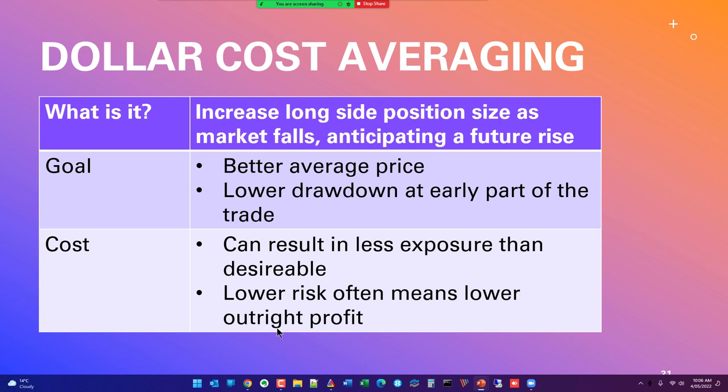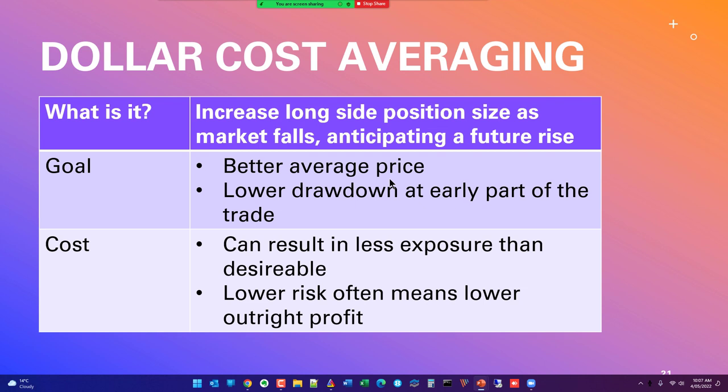Dollar cost averaging. So here we're increasing our long side position size as the market goes against us, anticipating that eventually the market will increase in price and we'll have a far better average price. Or the inverse, where we're increasing our size as the market goes up, shorting the market as it goes up with increasing size, hoping that it will fall and we'll get a better average price on the short side. So the goal obviously is to try and gain some better average price. And this is the so-called buying the dip strategy. It's very, very popular out there. A lot of long-term investors quite like it.